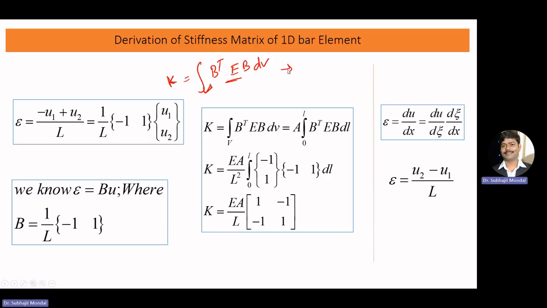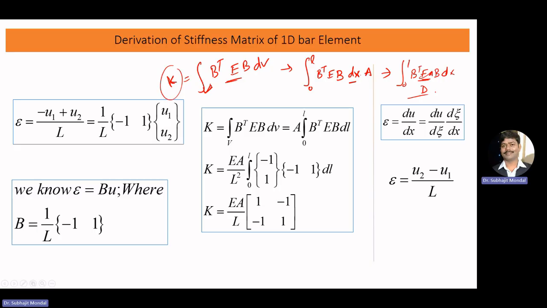Okay, now further simplifying this, we can change this integration over the length 0 to L, B transpose E B, and for dV we can write area A times dx. So now it should be dx. Now we can write integration 0 to L B transpose E A times B dx. So the stiffness matrix K we can write in this form.